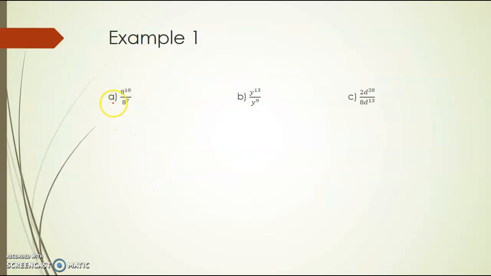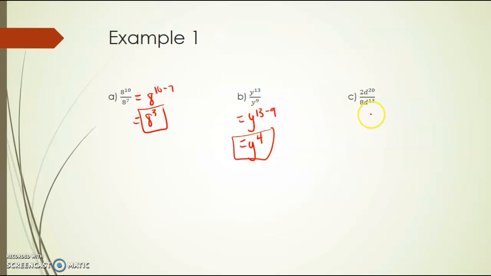So when I look at example A, I have the 8s. I'm not going to actually divide out the 8. The 8 is going to stay, and so we'll get 8 to the 10 minus 7, which is equal to 8 to the 3rd power. And that is it. Same here, we're going to have y to the 13 minus 9, which will equal y to the 4th power. I'm just subtracting: 13 minus 9 gives us 4.